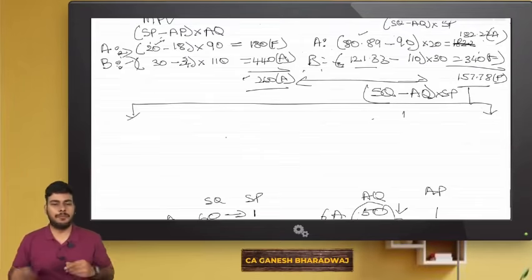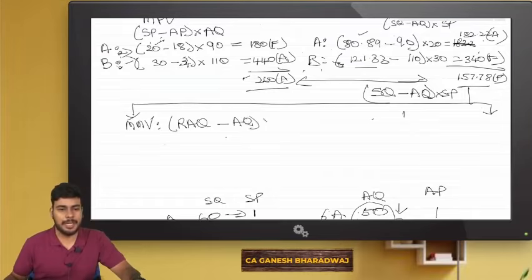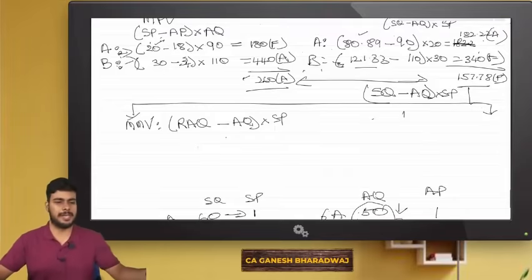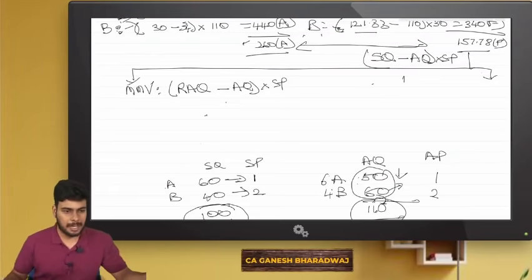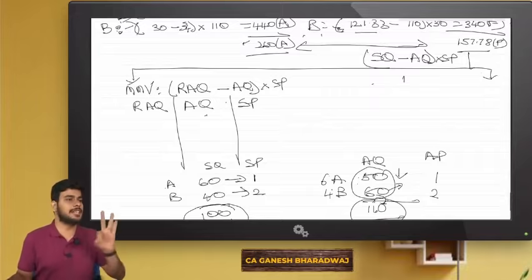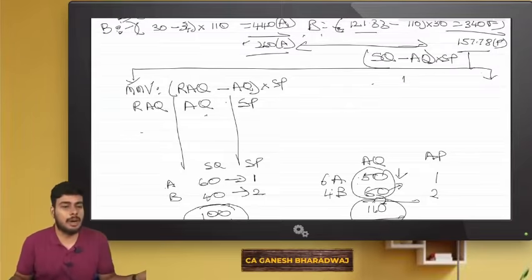Now the formula for material mix variance. The formula for material mix variance is revised actual quantity minus actual quantity into standard price. Now what is this, sir? Revised actual quantity and all? I will tell you. Wait. First, let me just draw one box. Revised actual quantity and standard price. You only need these three figures. Correct or not?